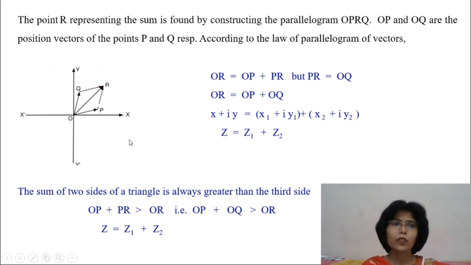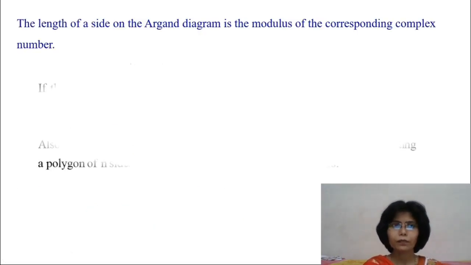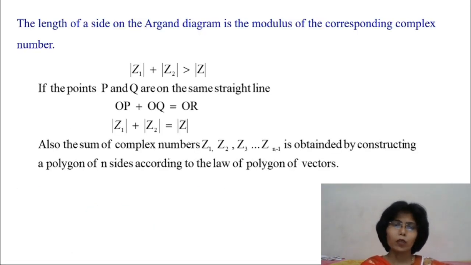The sum of two sides of the triangle is always greater than the third side. So OP plus PR is always greater than OR. That is, OP plus OQ is greater than OR. So z is equal to z1 plus z2. The length of the side on the Argand diagram is the modulus of the corresponding complex number. So mod of z1 plus mod of z2 is always greater than mod of z.